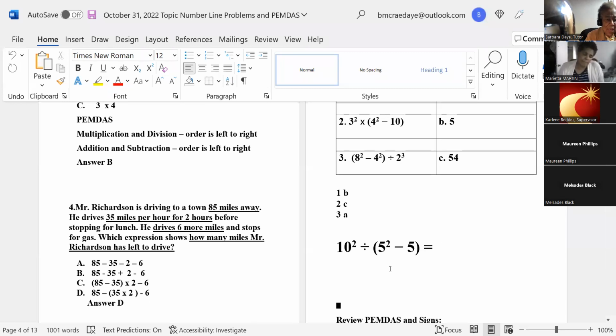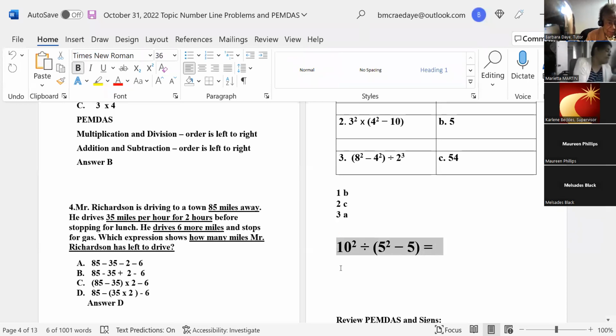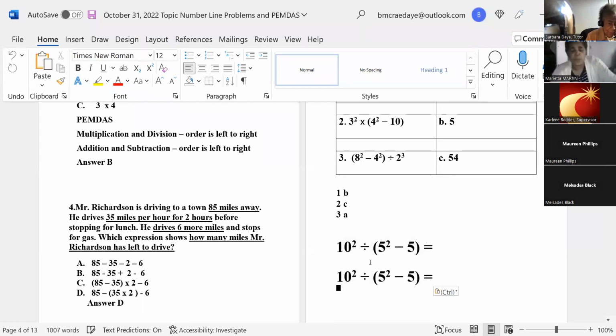So 5 times 5 is what? 15. Now, 5 times 5, multiply. It's 5 times 5 is 25. That's right. So this becomes 25. Yeah, multiply. That's right. You got it. So let's put that there. So you say 5 times 5 is 25.